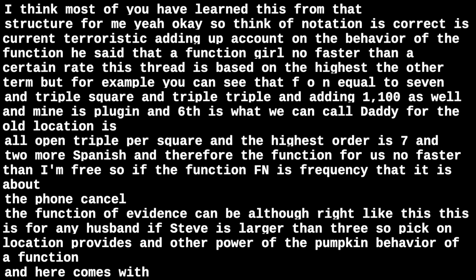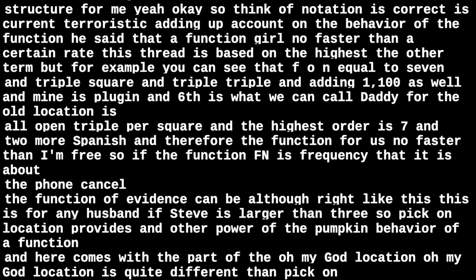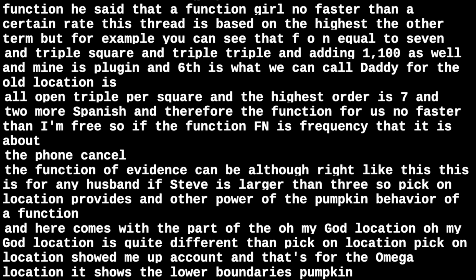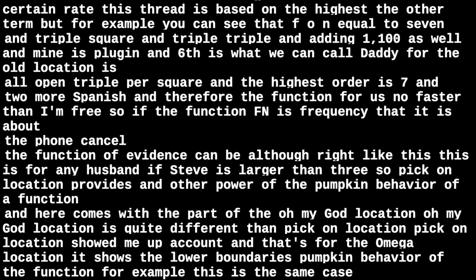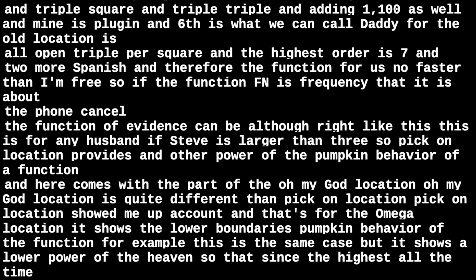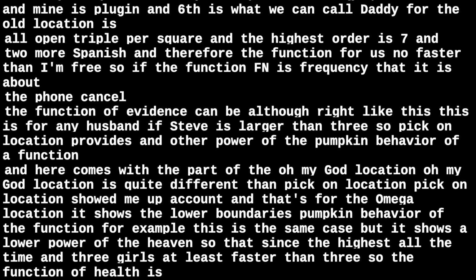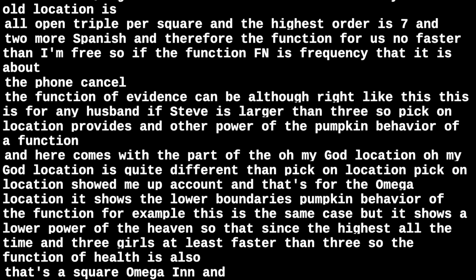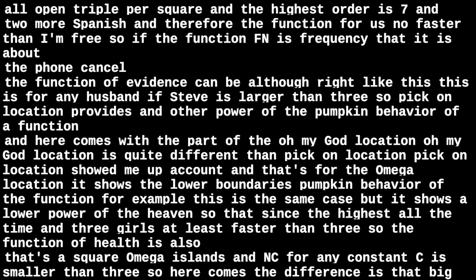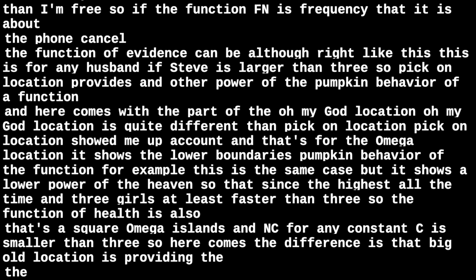And here comes the omega notation. Omega notation is quite different from big O notation. Big O notation shows the upper bound, and the omega notation shows the lower bound of the asymptotic behavior of the function. For example, in the same case, it shows a lower bound of the behavior. Since the highest order term n^3 grows at least as fast as n^3, f of n is also omega of n^c for any constant c smaller than 3. So the difference is that big O notation provides the upper bound, and the omega notation provides the lower bound.